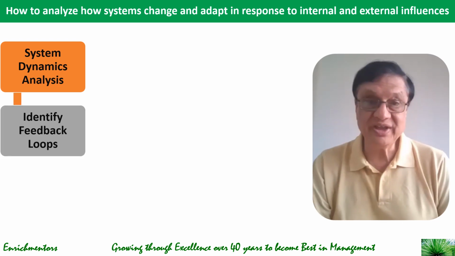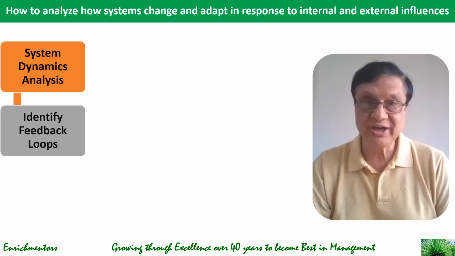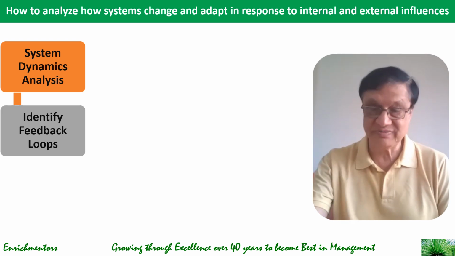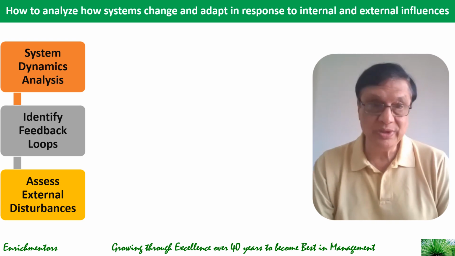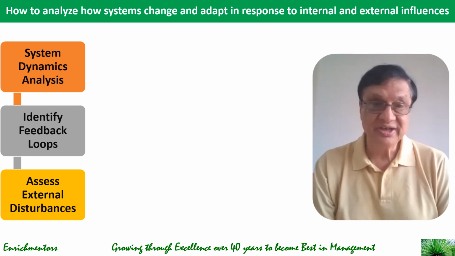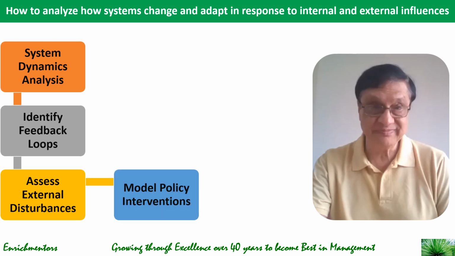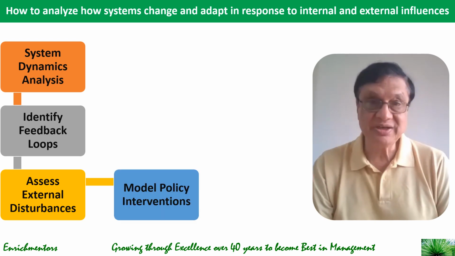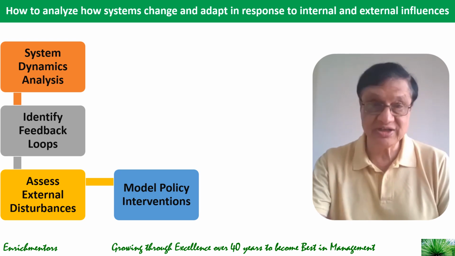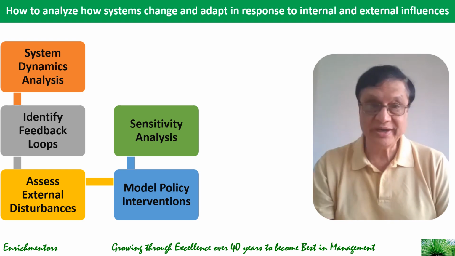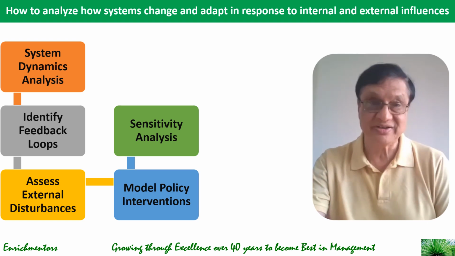And then identify if there are any feedback loops, because feedback loops make the difference in terms of how the system reacts. Then actually assess the external disturbances. How will external disturbances affect the response of the system? Then model the policy interventions. You come down to whatever policy interventions you have in mind. You build a model and then you see the response there. And there you look at the sensitivity of the responses by varying the parameters of the model or the external influences or anything else that is relevant.